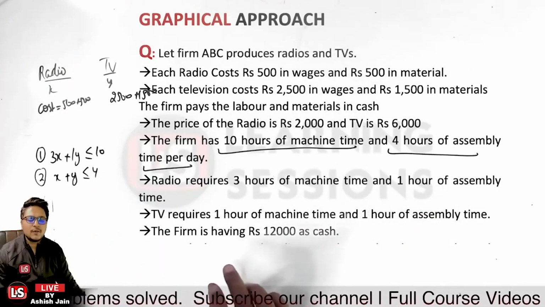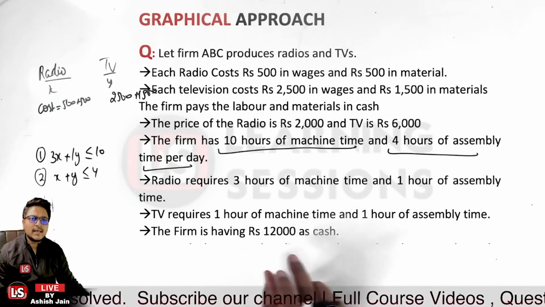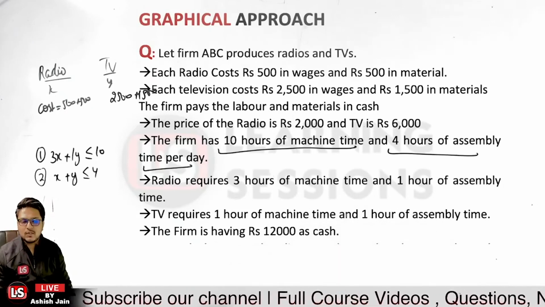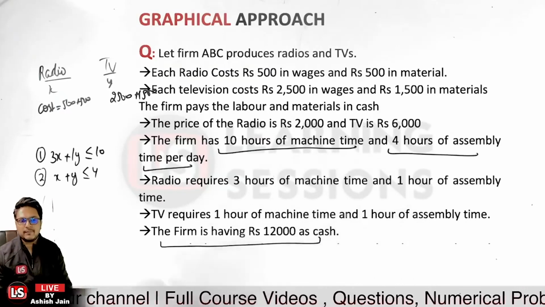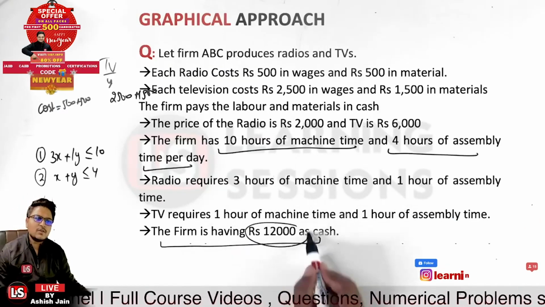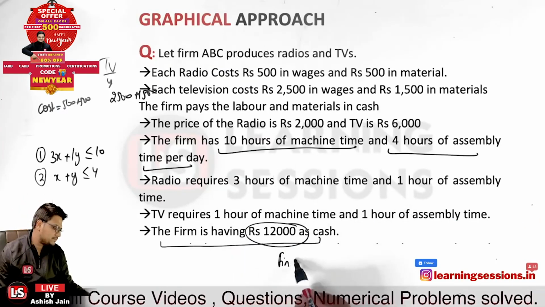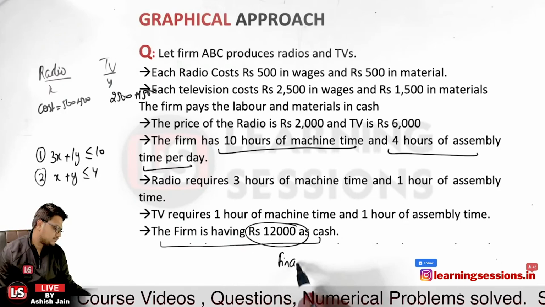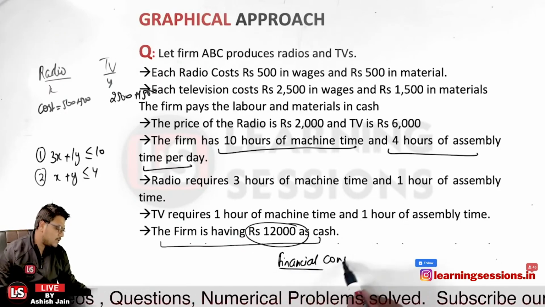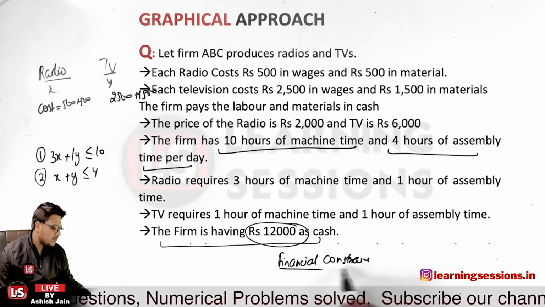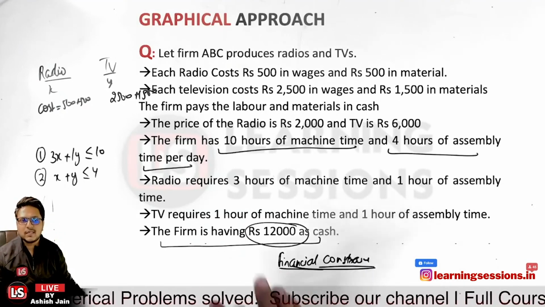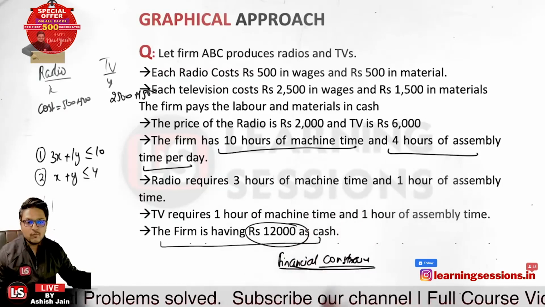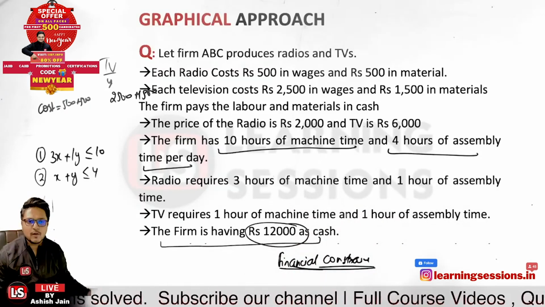Further it is said that the firm has 12,000 as cash. That is related to the financial constraint we are having, because in that case we will not be able to procure more raw materials. That is related to the cost involved in producing the TVs and radios, and we want to maximize the profit over here.